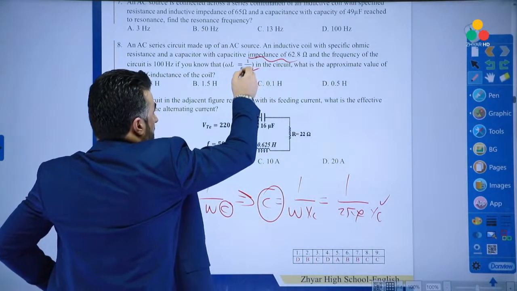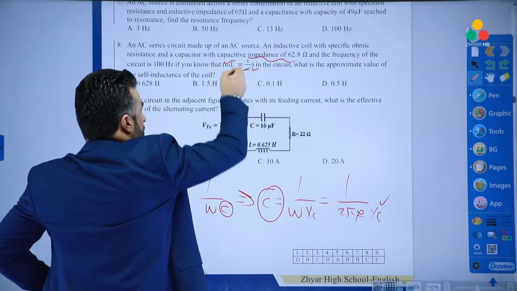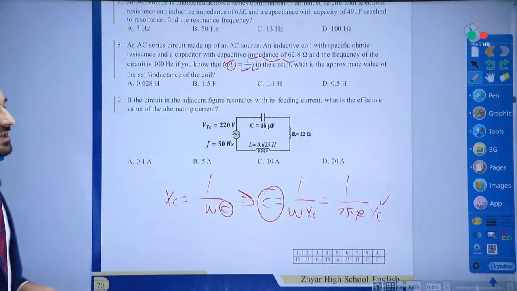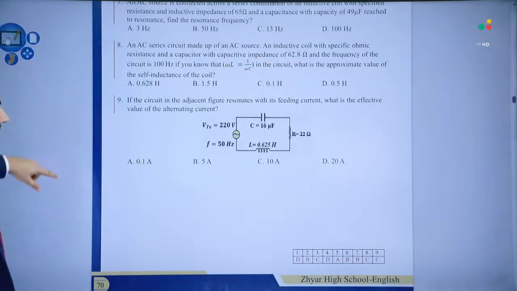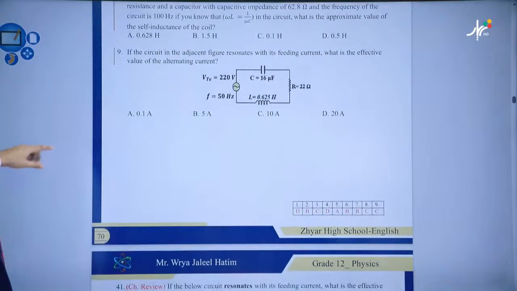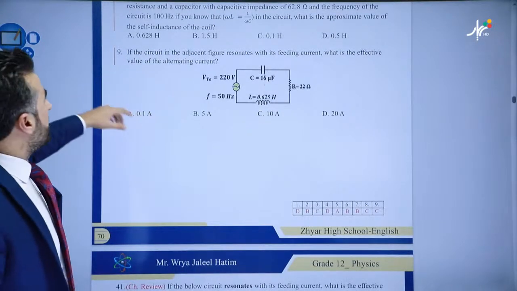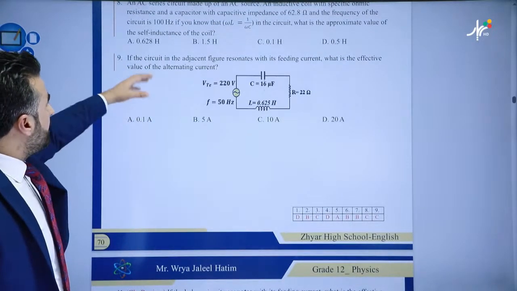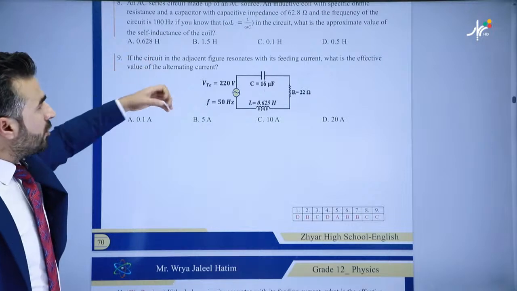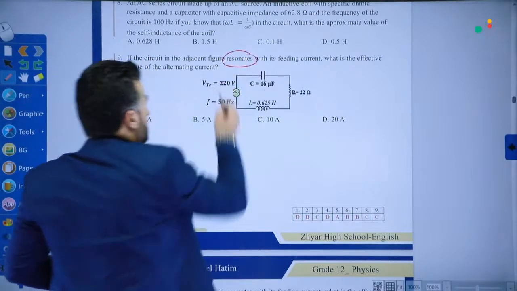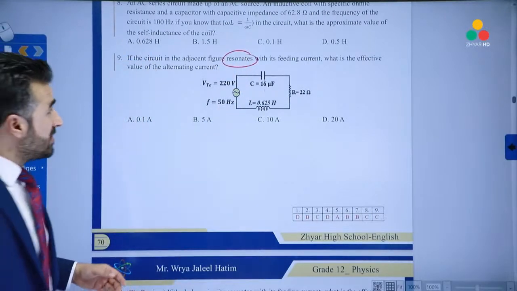Now you have this, and of course you can find the approximate value of the self-inductance, and it is going to be one of these. Now this is also something very important. It says if the circuit in the adjacent figure resonates, remember this, whenever it says resonates, try to underline it or put it in a circle.